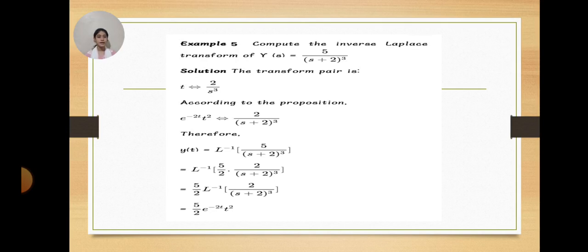Then after applying the inverse formula, we get 5. Let us take 5 by 2 outside. Then it becomes 2 divided by (s + 2)³. After taking 5 by 2 outside of L inverse, it becomes 2 divided by (s + 2)³ as usual. Then the answer of inverse of 2 divided by (s + 2)³ becomes e^(-2t) t². So the final answer becomes 5 by 2 e^(-2t) t².